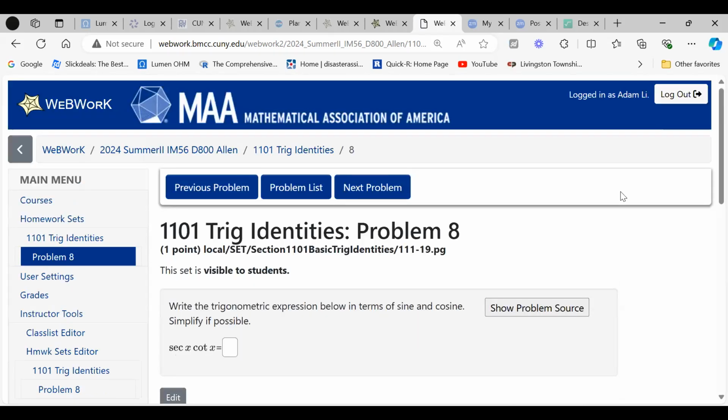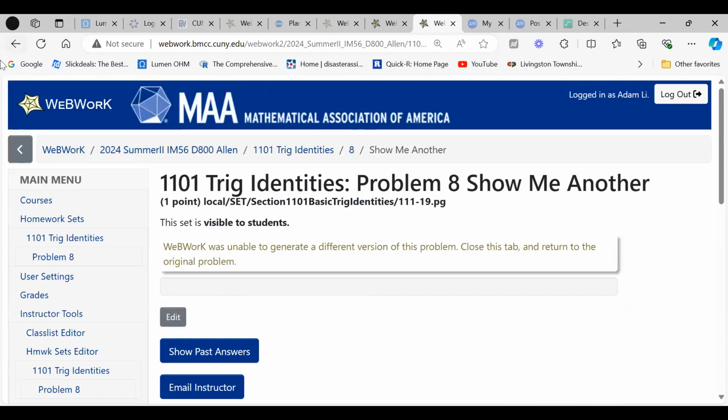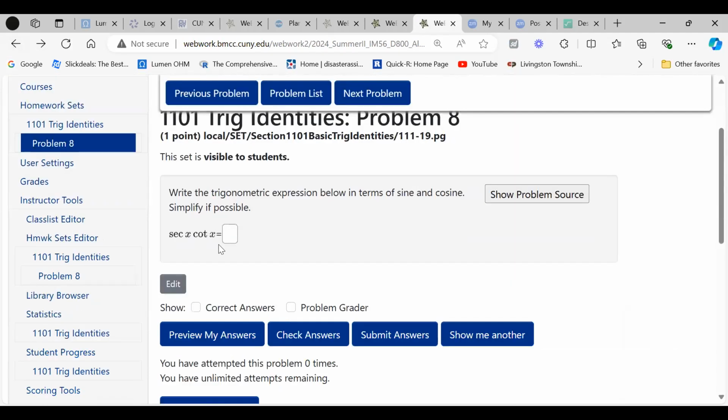Now let's look at question 8. You want to express this in terms of sine and cosine. We have secant and cotangent. You guys try this very quickly.